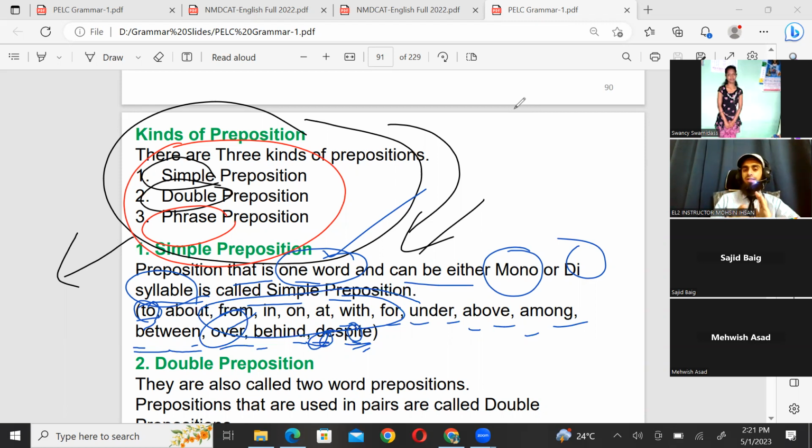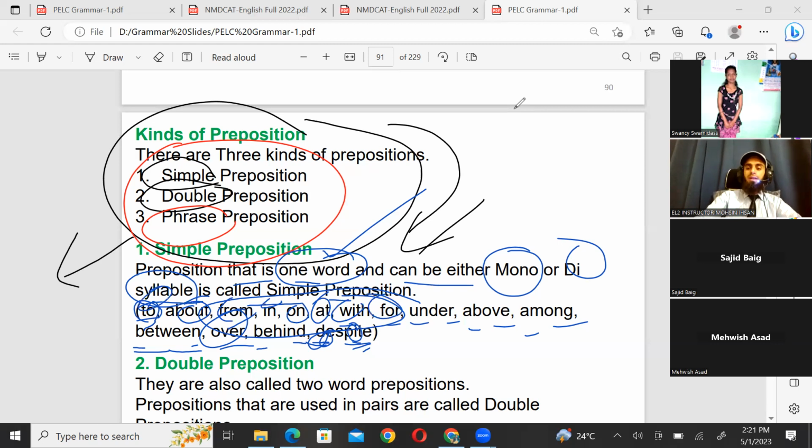Some words contain one syllable, some contain two, some three, some more than three, like beautiful. The word beautiful contains three syllables. Intelligent contains four syllables, right? Some contain three, some more than three, but some contain one syllable, like on, in, from, about, at, with, for, to, right?